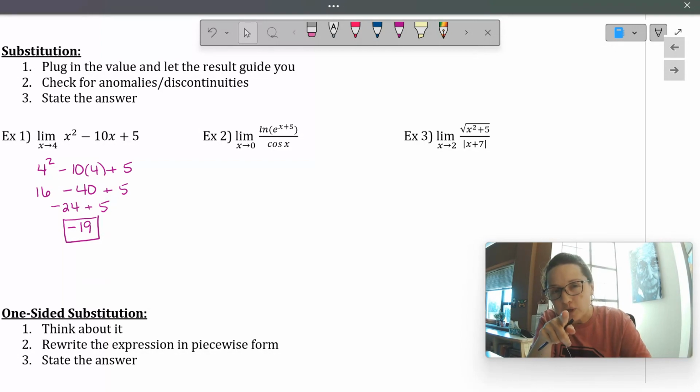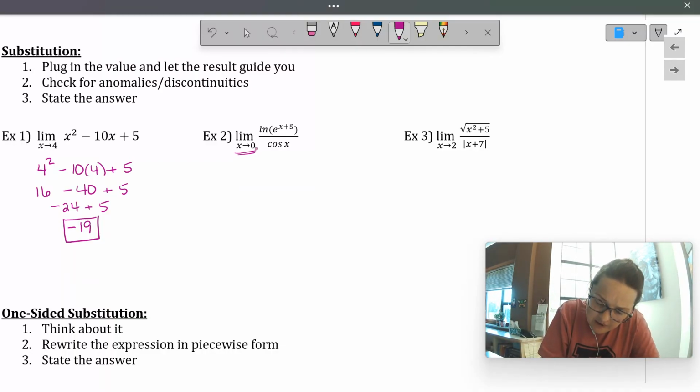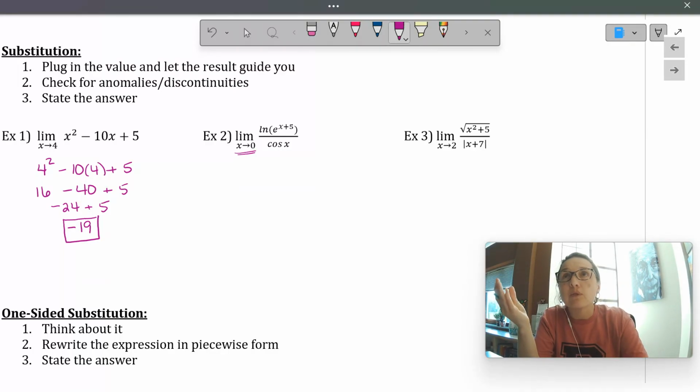All I need to be able to do is think about what the function might be doing as x approaches 0. And say, all right, well, as x approaches 0 on the top, e to the 0 plus 5, that would just be e to the 5th, which is fine. And the ln of e to the 5th is also fine. I don't think anything weird's happening on that numerator. And if I think about x approaches 0 for cosine, the cosine of 0, well, that'd be 1. And the cosine graph isn't doing anything weird near 0.